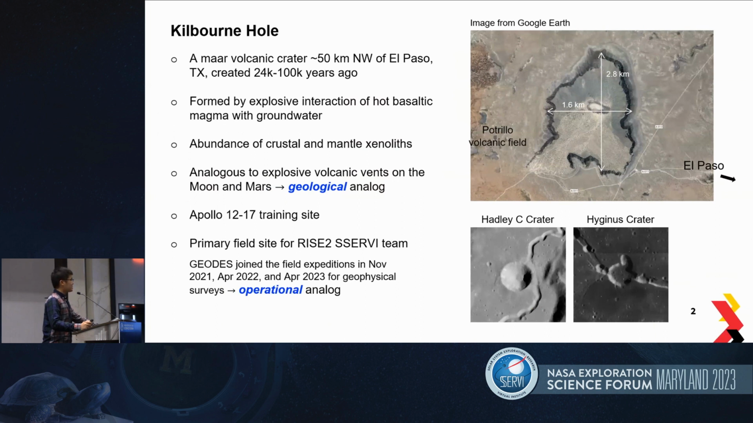I'd like to start off with a brief overview of Kilbourne Hole, which is a maar crater. Its formation is associated with explosive eruptions due to the interactions between the groundwater and the hot magma. The crater sets a good example for explosive volcanic vents observed on the Moon and Mars. It was used as a training site for crews from Apollo 12 to 17, and now it's used by a RISE 2 survey team as their primary site for field investigations. And GEOS was able to join the field expeditions to perform geophysical surveys.